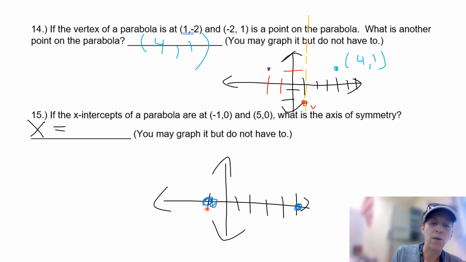So you might count how many spaces, 1, 2, 3, 4, 5, 6. And so half of 6 would be 3. So 1, 2, 3 is going to put me right here. Where is right here? Right here is at x equals 2. Most common mistake on that was people miscounting.